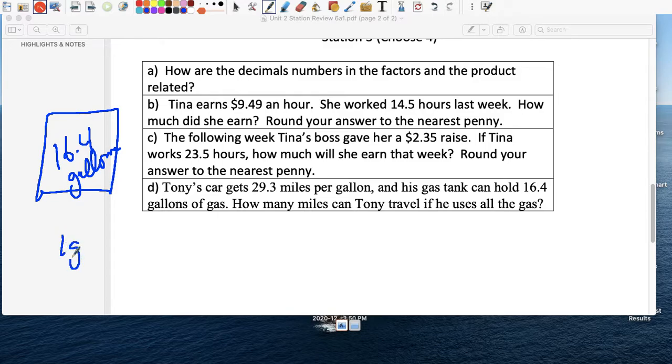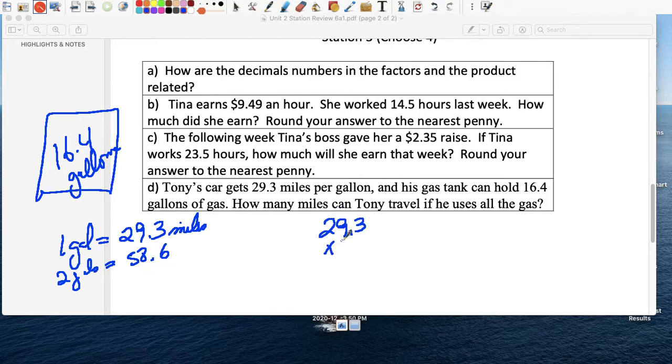I know that with 1 gallon, I can travel 29.3 miles. So with 2 gallons, obviously it would be times 2, right? Which I'm going to get 58.6, right? I'm going to double that. 3 gallons, triple that. 4 gallons, etc. So if he uses all 16.4 gallons, how far can he travel? So let's multiply 29.3 times 16.4.